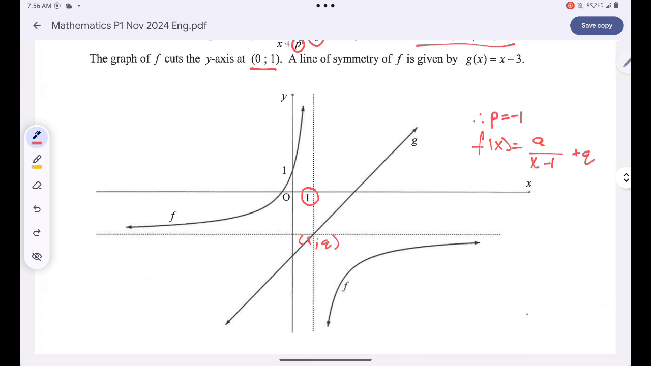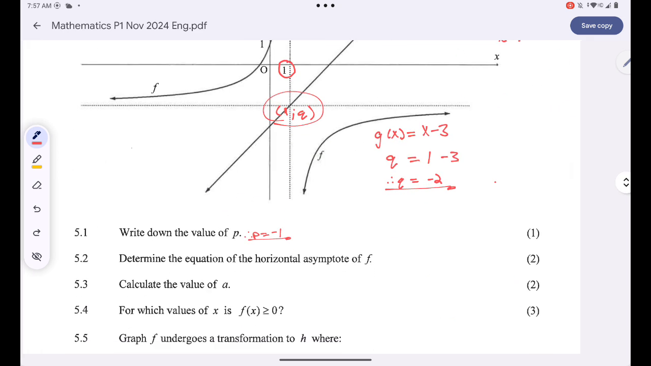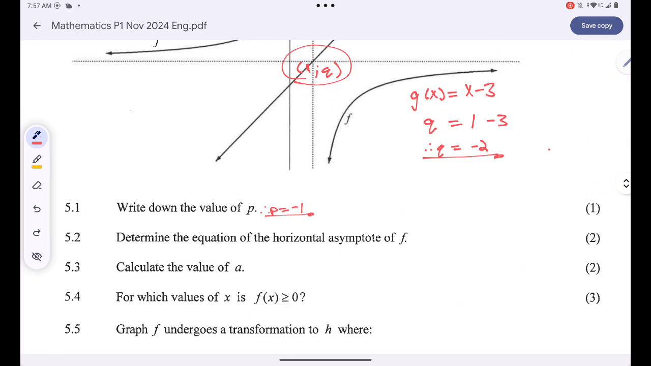So since the equation of the axis of symmetry is y equals x minus 3, for me to find the value of q, I just need to substitute this point into that equation. The y value is q and the corresponding x value is 1. So therefore the value of q is just negative 2. The equation of my horizontal asymptote is y is equal to negative 2.